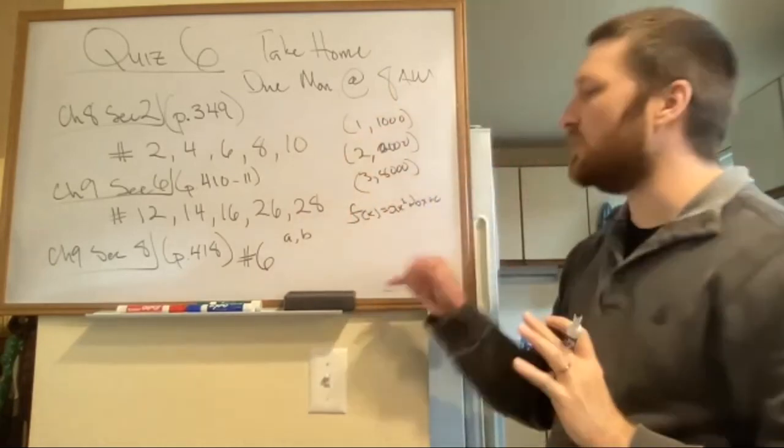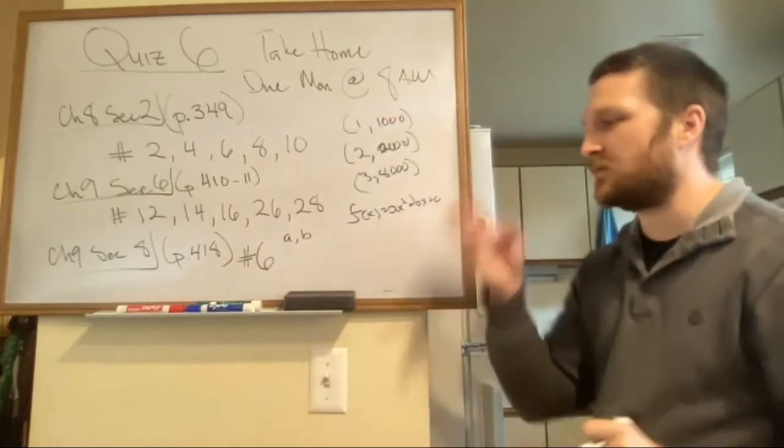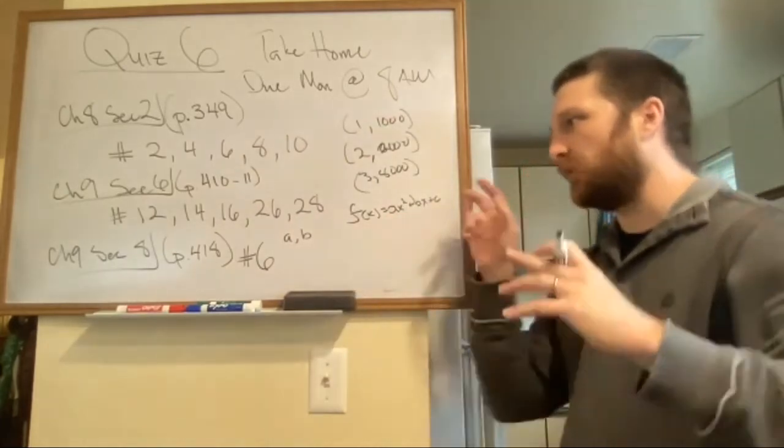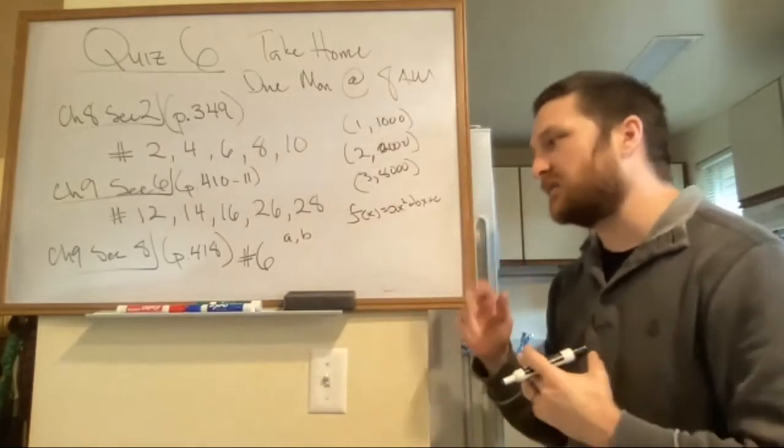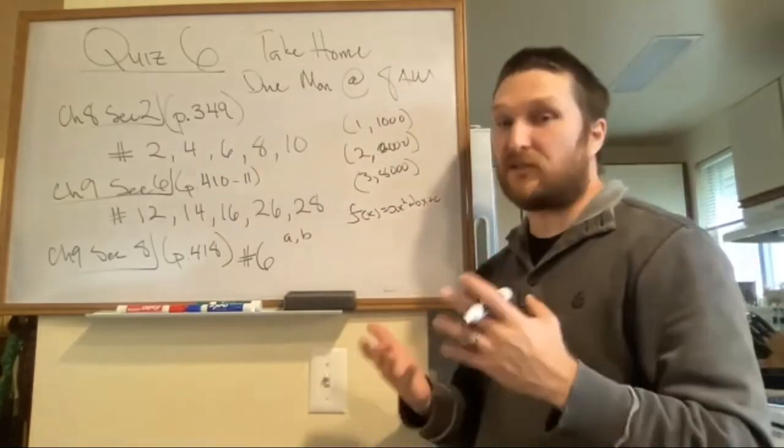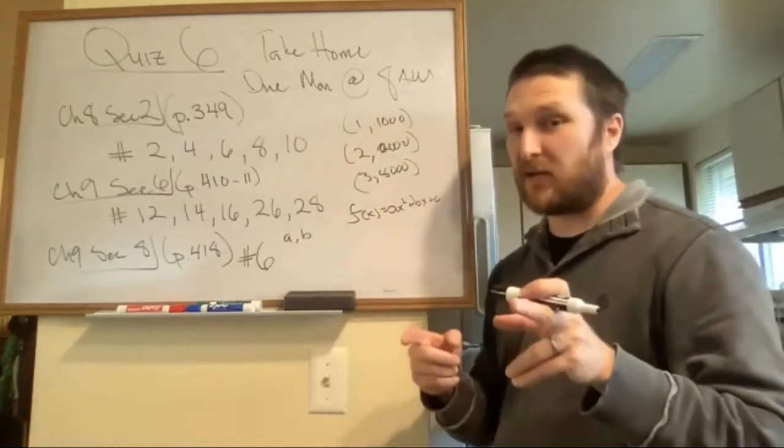And you know what to do with this. You plug in a 1, you get out 1,000. You plug in a 2, you get out 2,000. You plug in a 3, you get out 8,000. That turns into a system of equations, and you're going to use a matrix to solve for them.